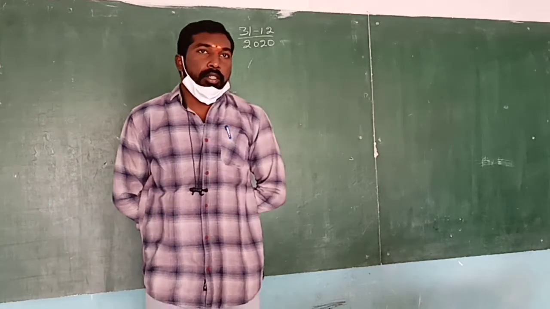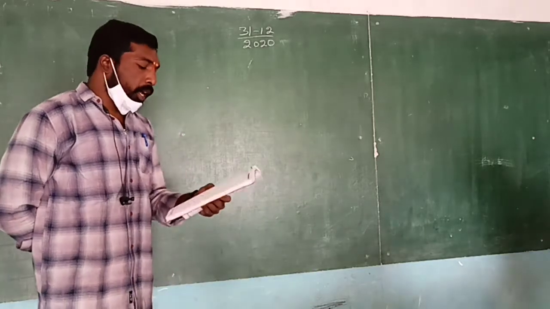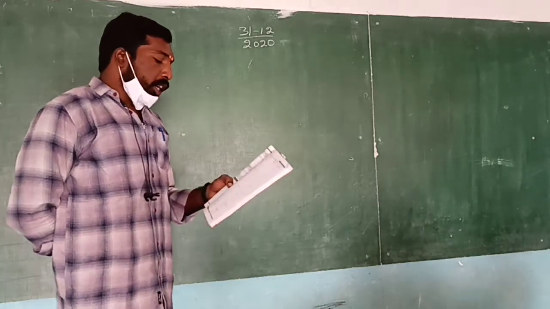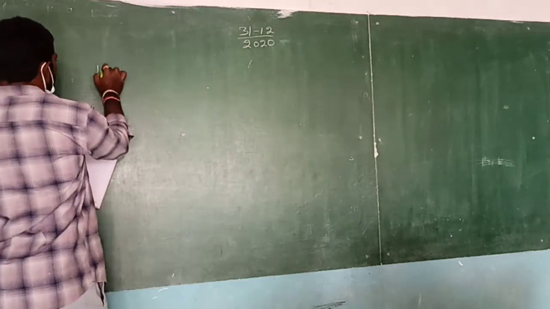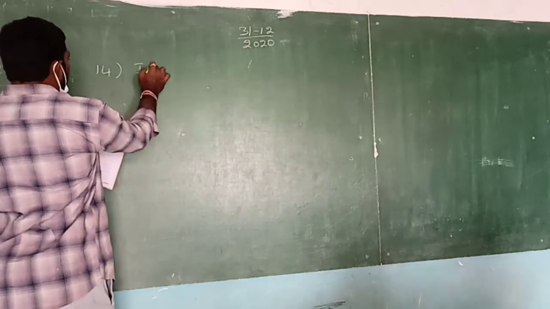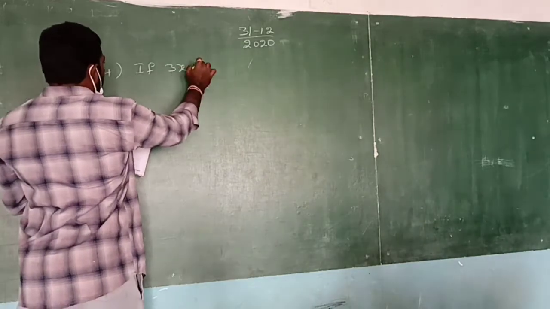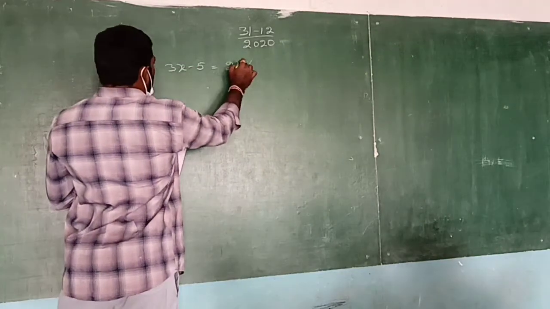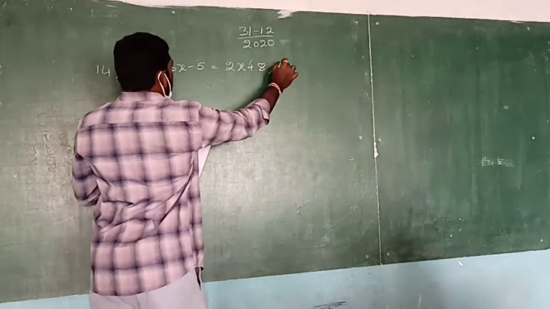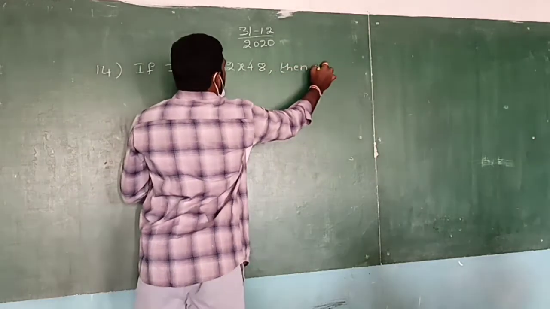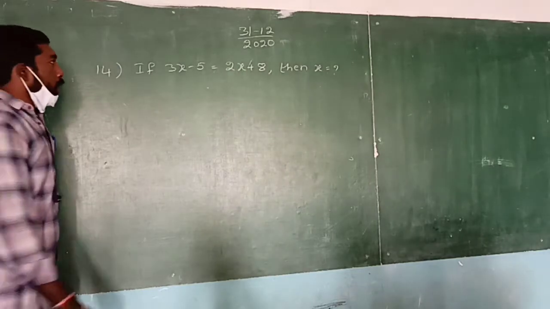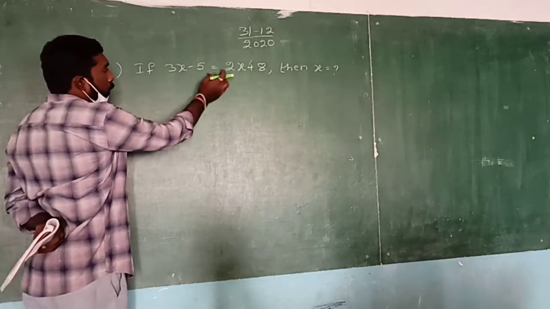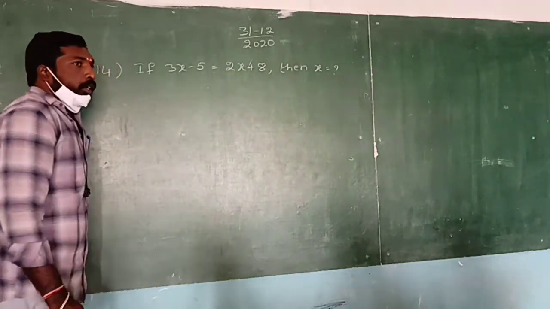Okay, so let us continue. Our class up to 13 we completed yesterday. So 14th question: if 3x minus 5 is equal to 2x plus 8, then x is equal to how much? That is the question. So 3x minus 5 is equal to 2x plus 8.